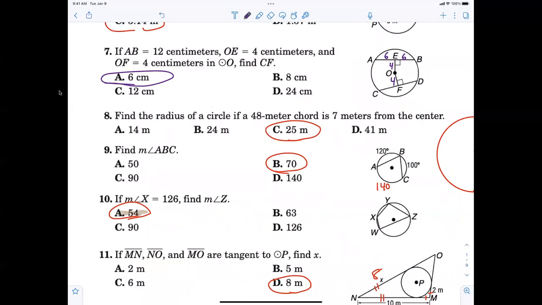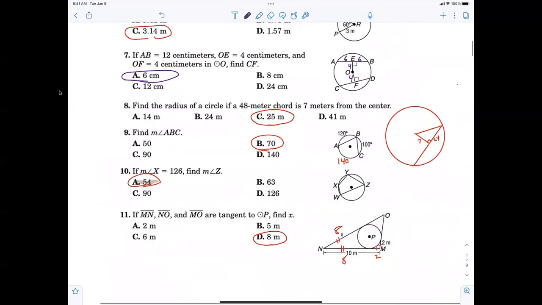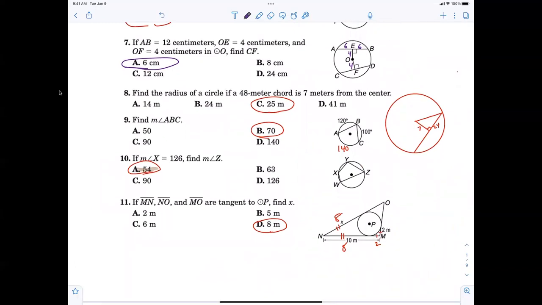Okay, number 8, find the radius of a circle if a 48-meter chord is 7 meters from the center. All right, I just really feel like we should be able to draw these out. Anybody have any questions with 8? This is the picture for number 8.